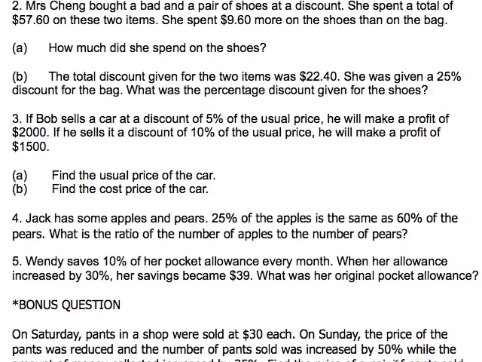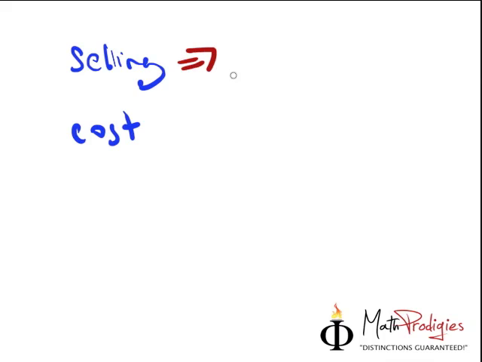So first question is, what is the difference between usual price and cost price? Or what's the difference between selling price and cost price? Selling price is basically what I sell to the customer, the price at which I sell. The cost price is what I buy it at.